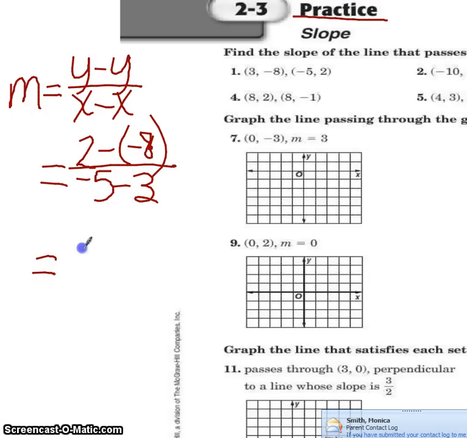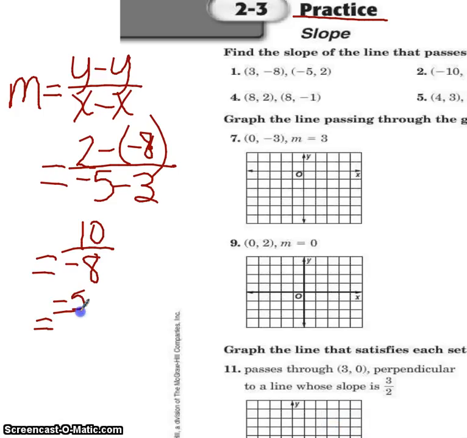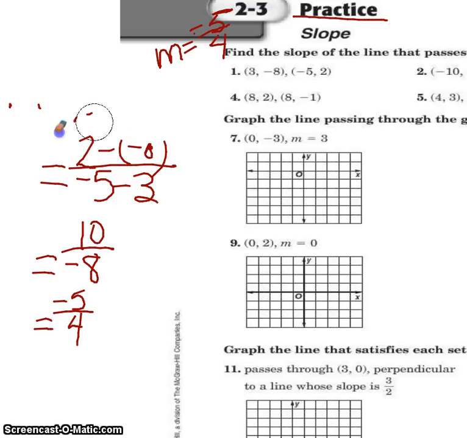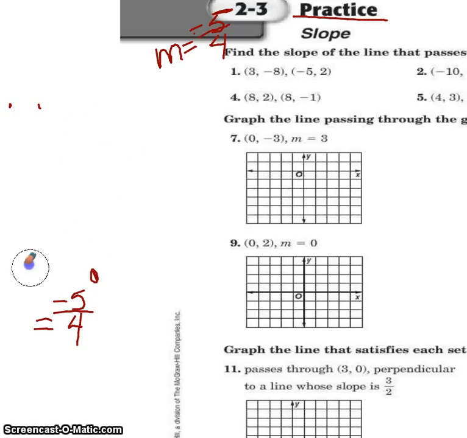This gives me a 10 over a -8, which gives me a -5/4. So I did all that to find out that my slope is -5 over 4. Now remember, Ms. B also wants the equation. So after you do that, I want you to go ahead and find the equation for me. And don't be afraid if you get a fraction.